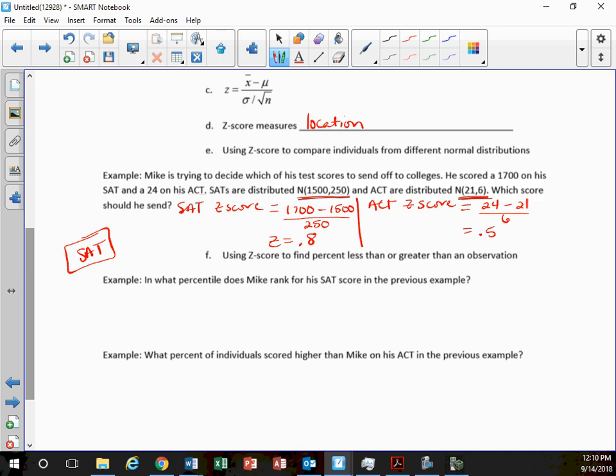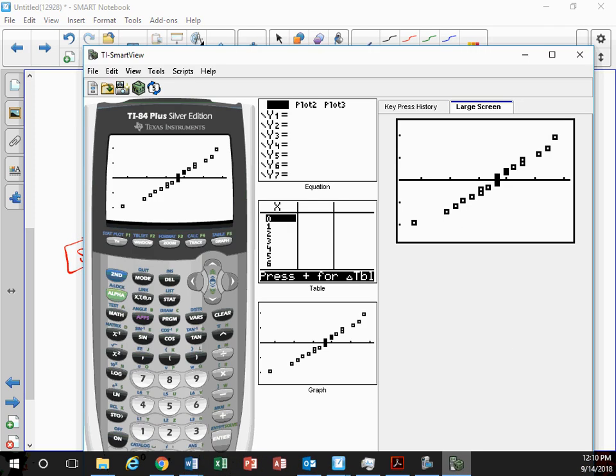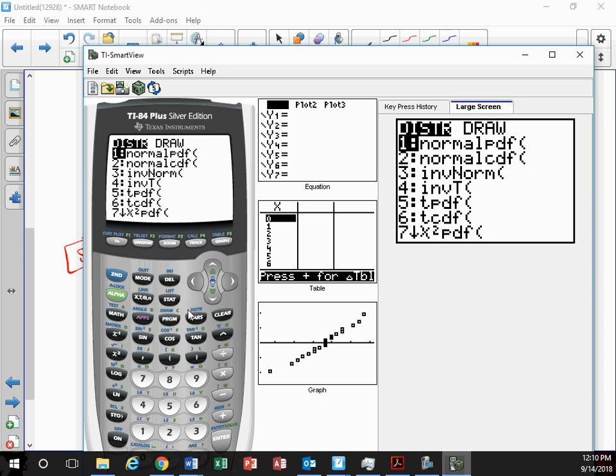Let me get mine back up here. Okay, you're going to go ahead and pick 2nd, VARS. This is going to take you into the distribution menu. We are looking at normal data right now, correct? We are going to use number 2, the normal CDF. It's the normal cumulative density function, so pick 2.